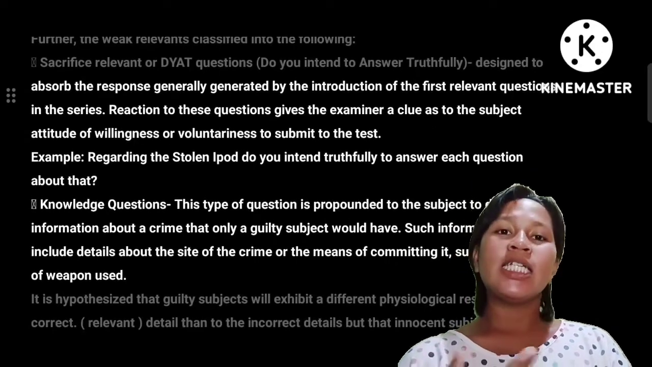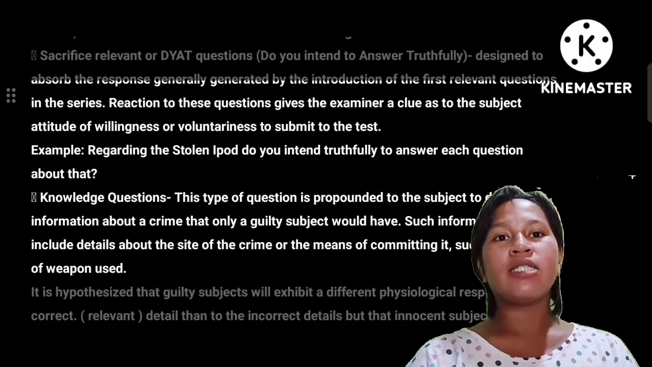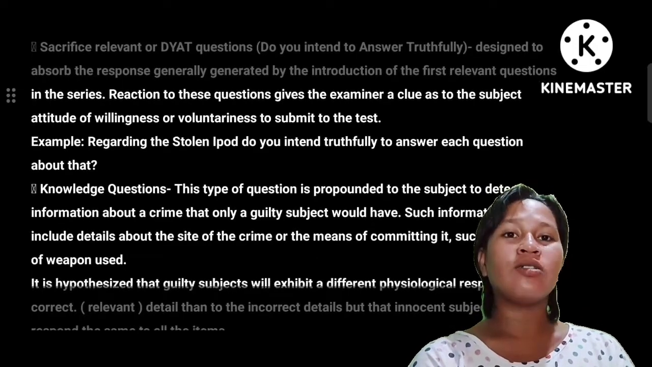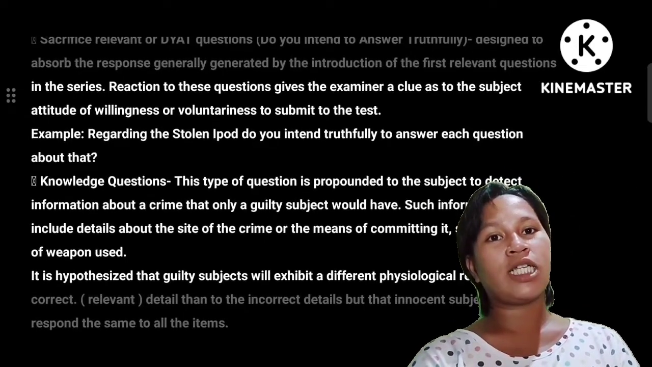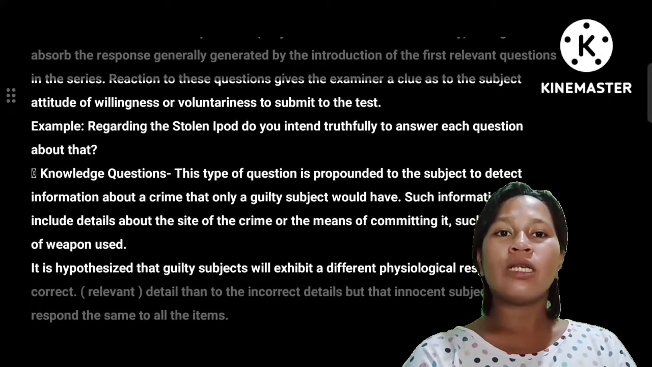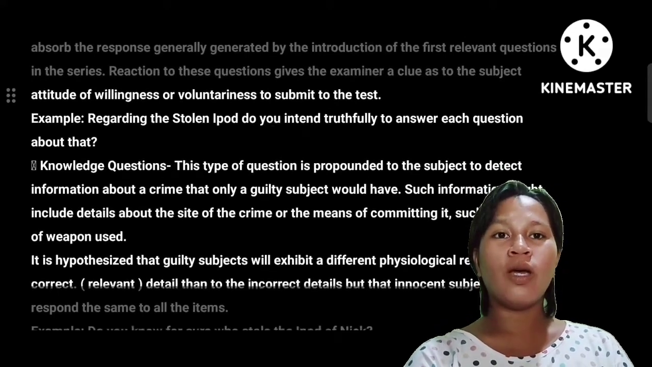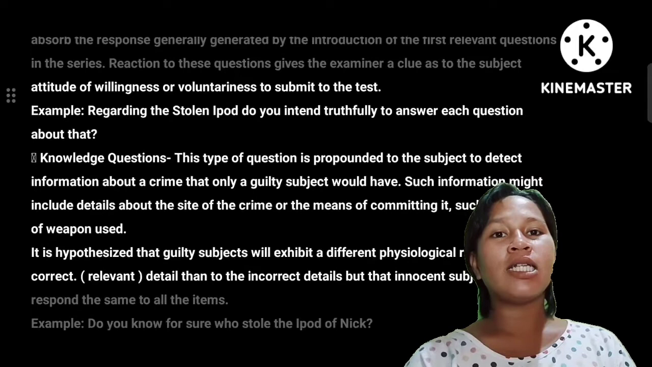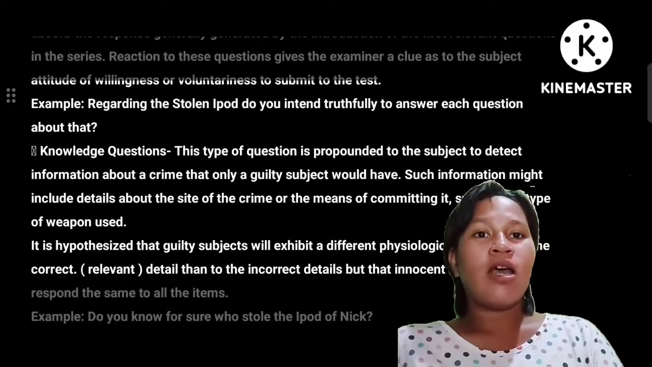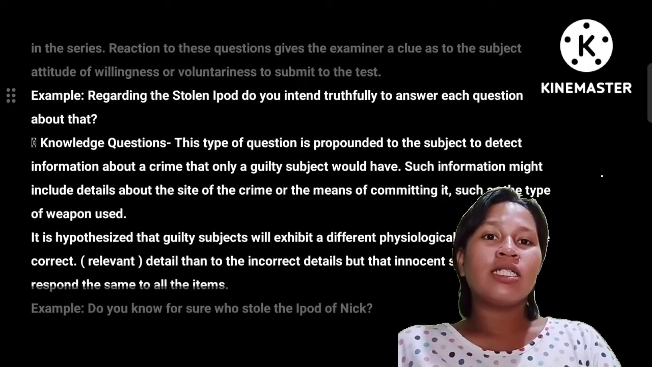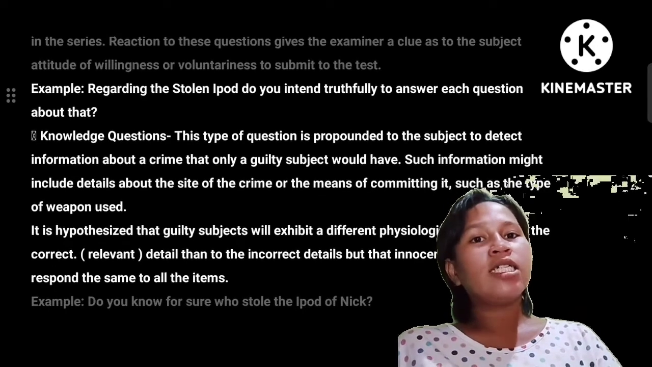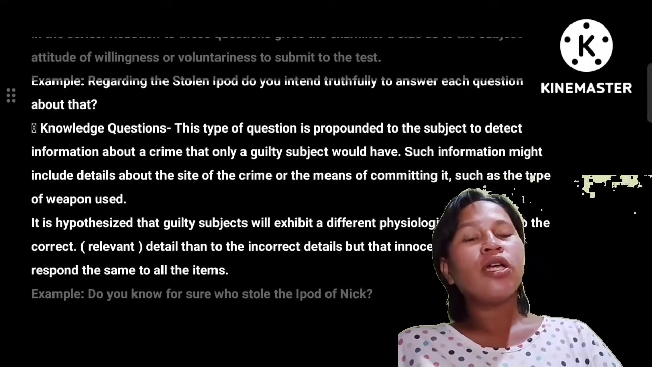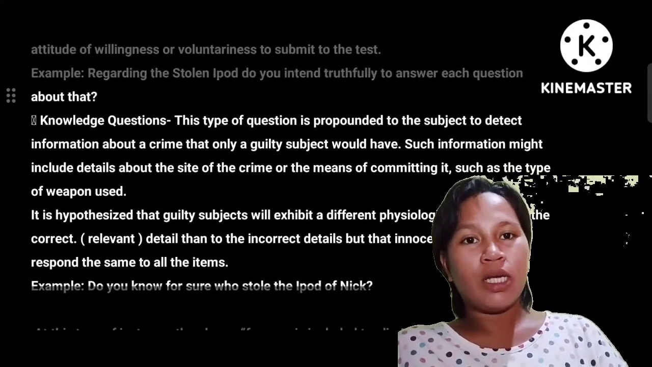It is designed to absorb the response generally generated by the introduction of the first relevant question in the series. Reaction to this question gives the examiner a clue as to the subject's attitude of willingness or voluntariness to submit to the test. For example, regarding the stolen cell phone, do you intend to truthfully answer each question about that?